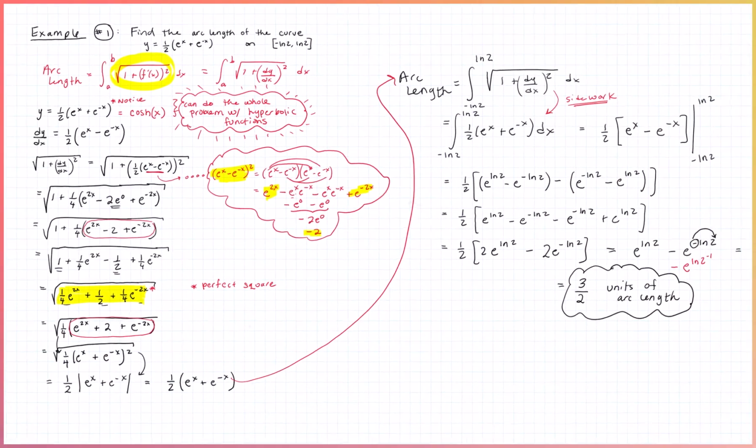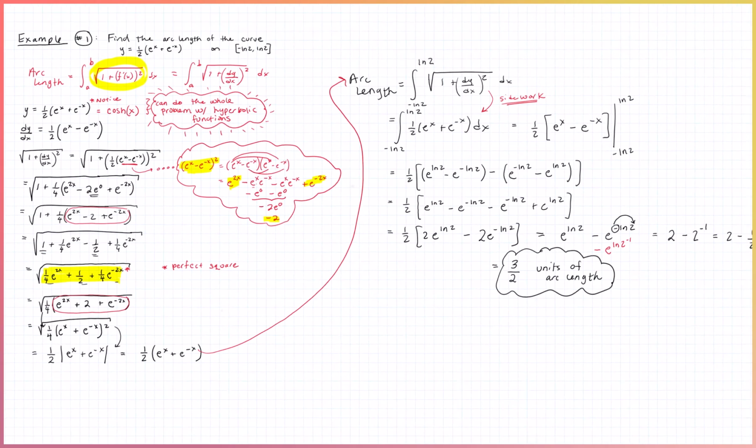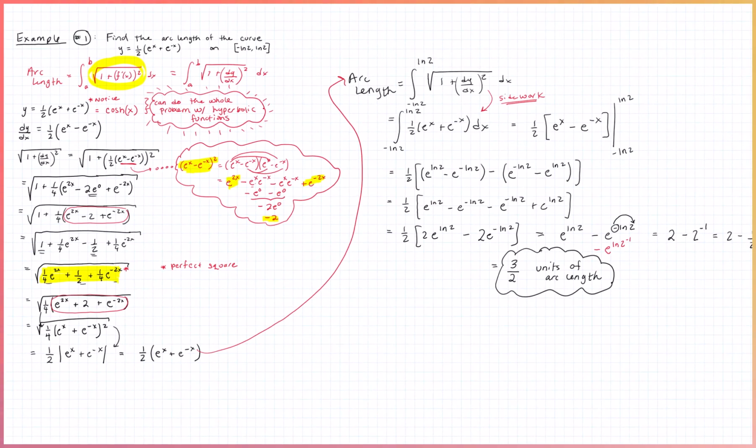Do you have to do it that way? No. I just showed you how to do it just using the exponential form. But if you had happened to catch that that was the hyperbolic cosine, and as I was doing this problem, you were thinking, man, I wish you would just use hyperbolics, then remember that you can do it that way too. And you can see that solution on the worksheet. All right, we'll be back for more arc length examples.